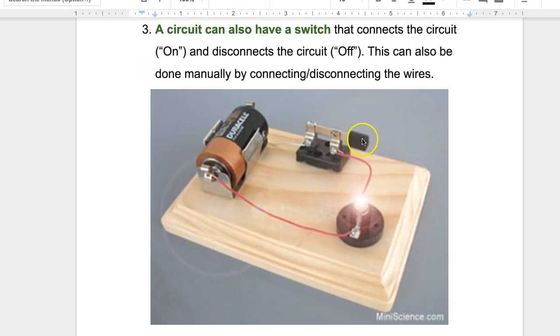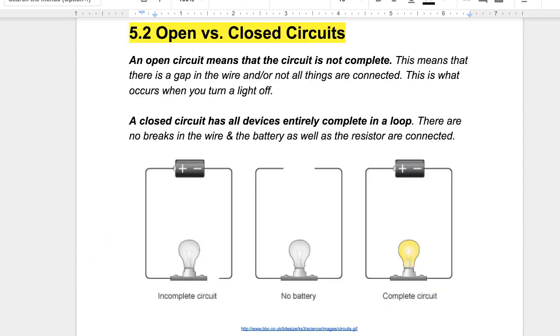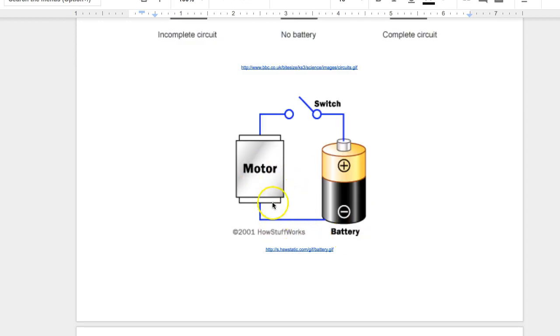Now, when the switch is down or closed here, that lights the circuit, that closes the circuit. An open circuit would be incomplete. So there's a gap in the wire, not everything's connected, maybe one battery's facing the wrong way. A closed circuit would have all those complete in an entire loop. And in the same way we had a light bulb, it could be a motor. And we could close the switch and then that allows electricity to flow because the motor is the resistor.